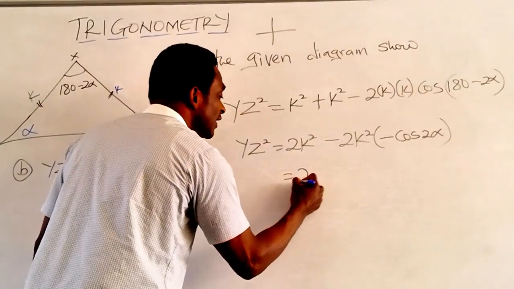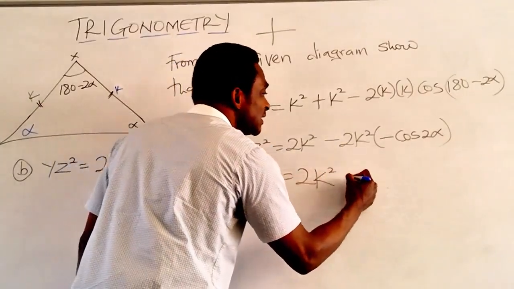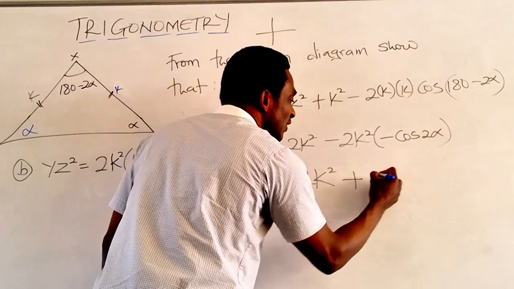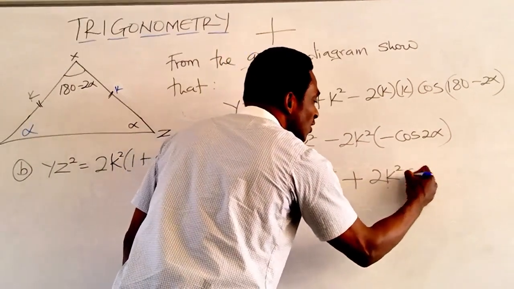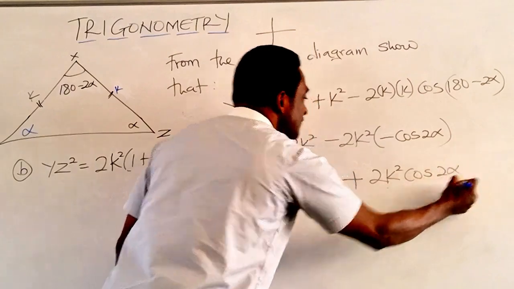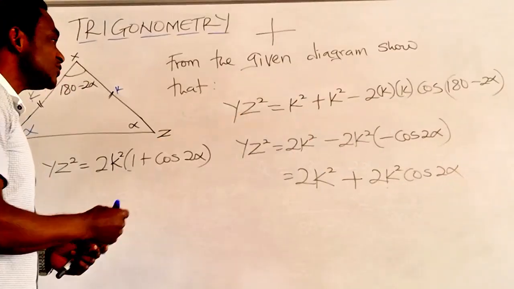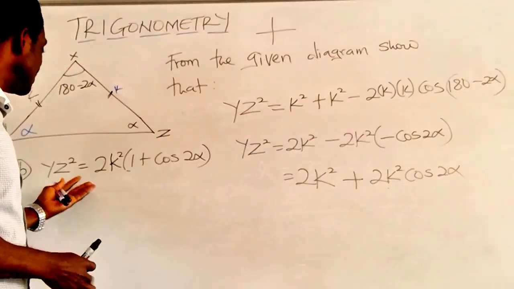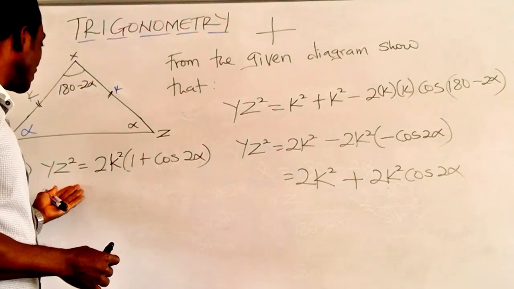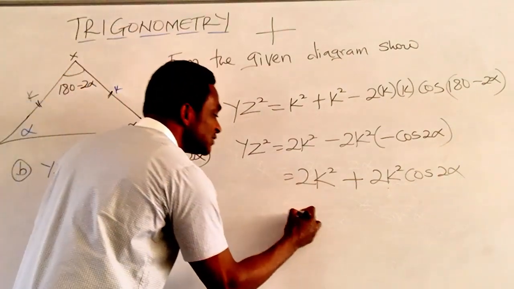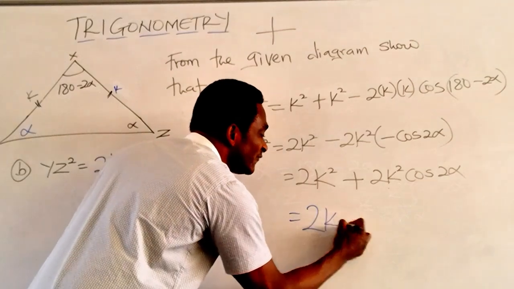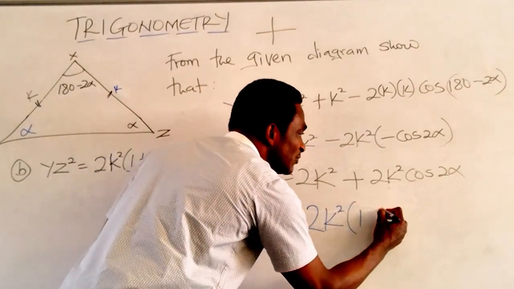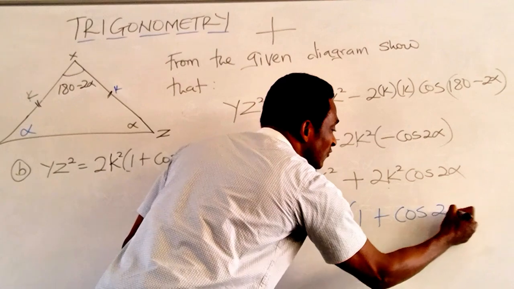Simplifying further, we have 2k squared, minus minus is plus, 2k squared cos 2 alpha. Always check what was given to make sure that you have arrived at the destination. Now we've not gotten here. What do we do next? We keep on simplifying. We factorize and we have 1 plus cos of 2 alpha.